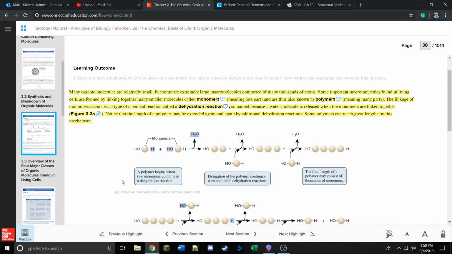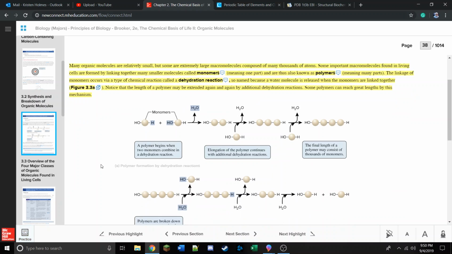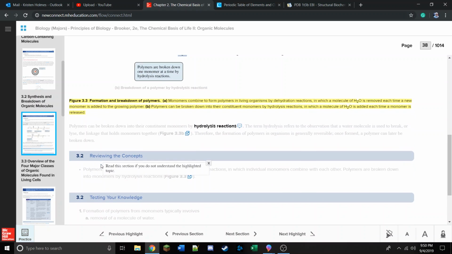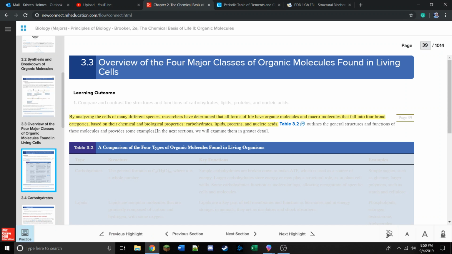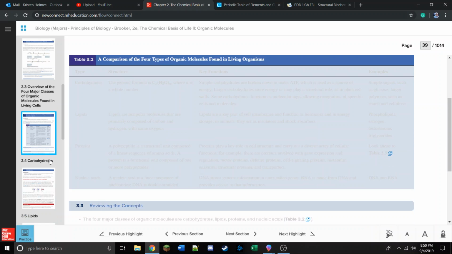For future reference, mono is 1, di is 2, and poly is when everyone got lazy and decided that was good enough for anything above 2. So now I have this page, which basically says there are 4 categories of organic molecules and macromolecules: carbohydrates, lipids, proteins, and nucleic acids. And we're going to get into each of those in detail now.